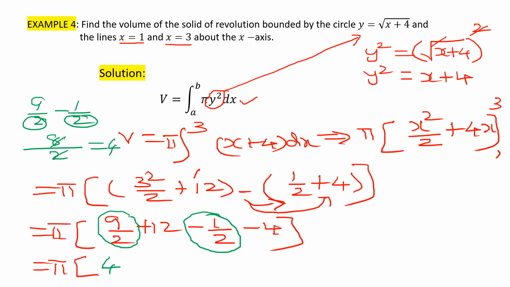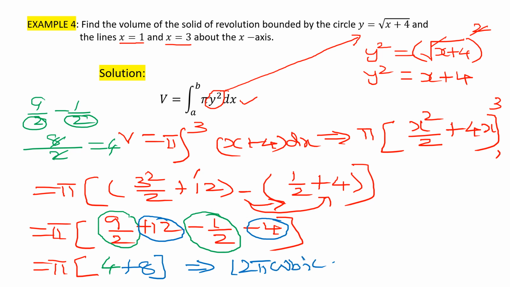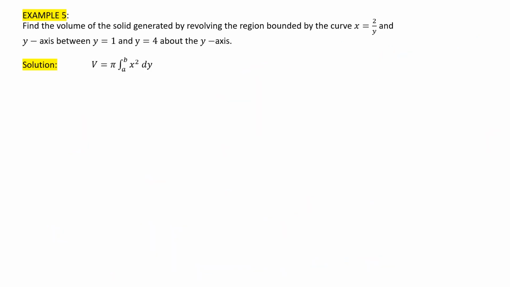And then if I collect the whole numbers, that is we have plus 12 and minus 4. So plus 12 minus 4 will give you plus 8. So the final answer is 8 plus 4 will give you 12 pi cubic units. Okay, let us move to the next example.